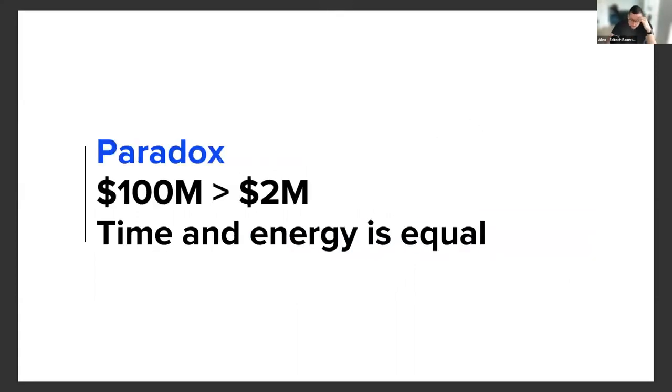So when I realized that, I got this paradox. What is the paradox? That 100 million is much more than 2 million at the end of the story, because basically I spent, for example, 12 years in this field, and my first school I opened in 2012, and I sold it in 2021. So the thing is that you spend the same amount of time and energy, but at the end of the story, the difference is huge.